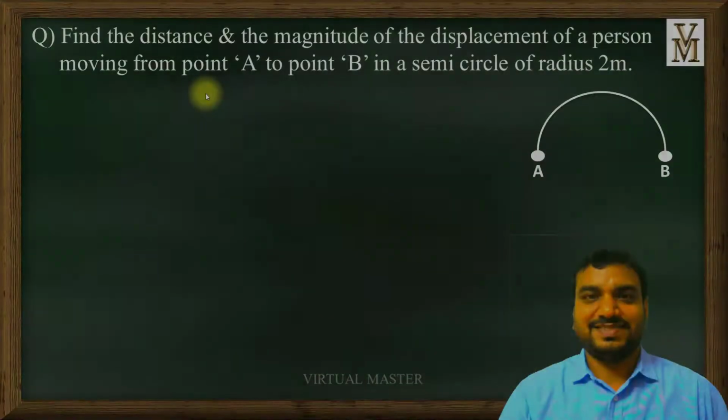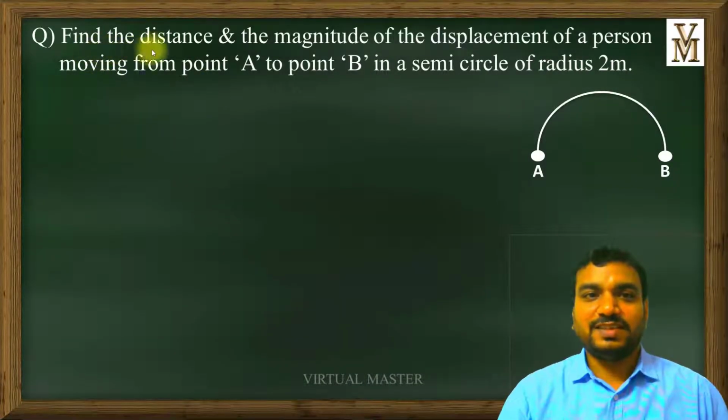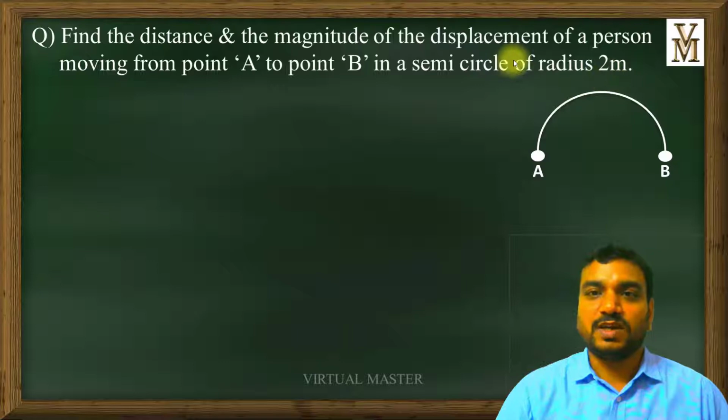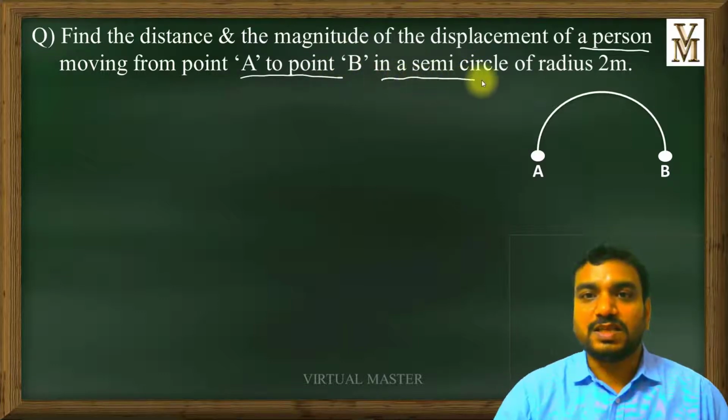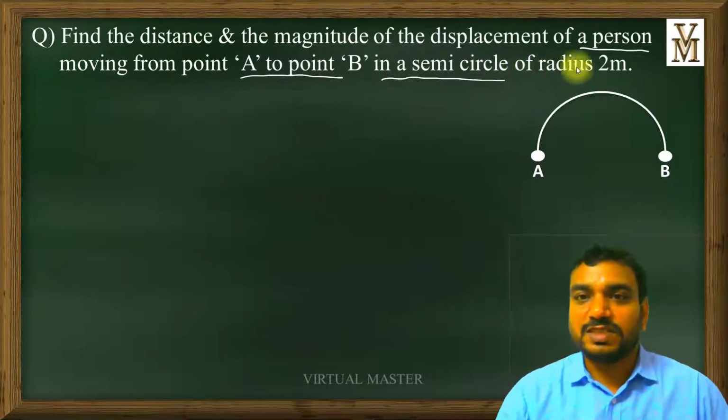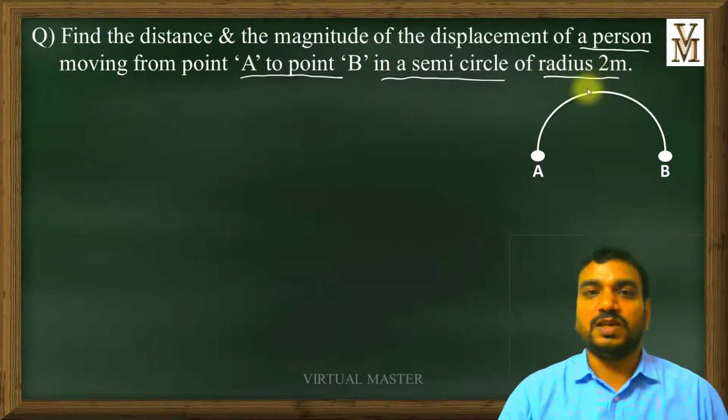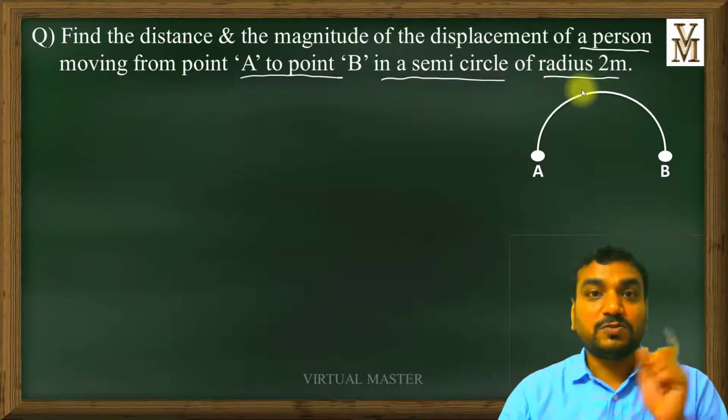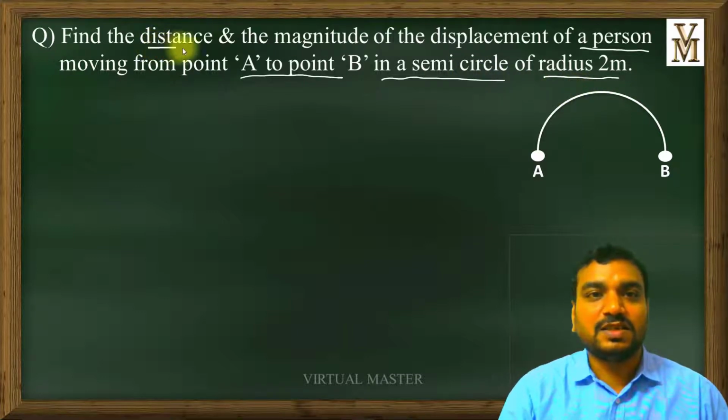Okay. The next question is, find the distance and the magnitude of displacement of a person moving from point A to point B. How he is moving? In a semicircle of radius 2 meter. So what is given? A person is moving from point A to point B. How he is moving? He is moving in a semicircle. And the radius of that semicircle is how much? It is 2 meter. Now what you have to find? You have to find the distance covered by the person and displacement of the person.